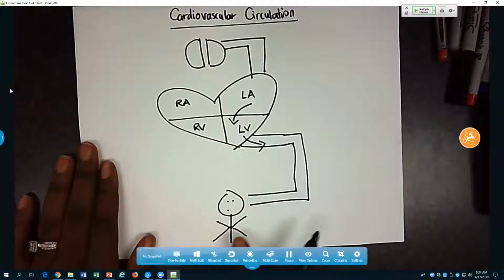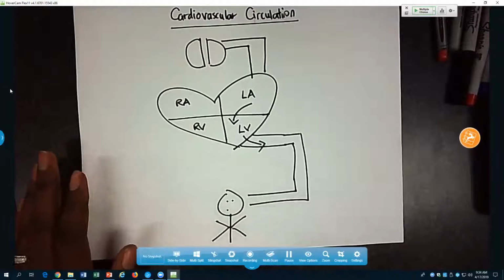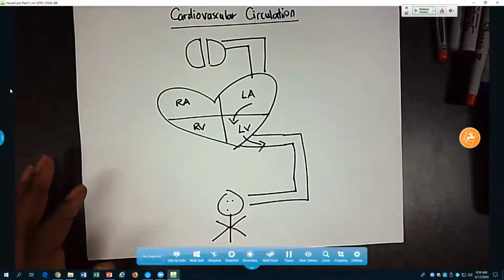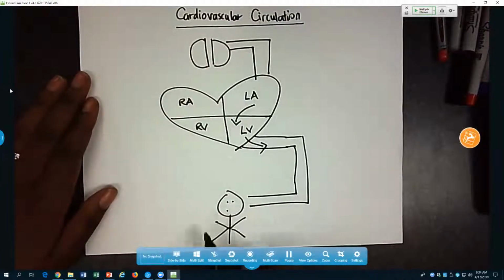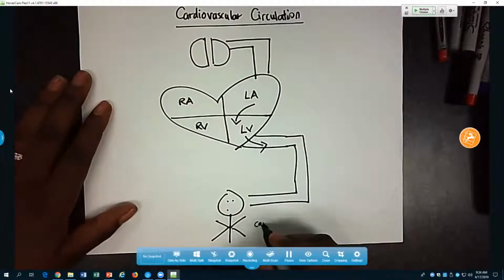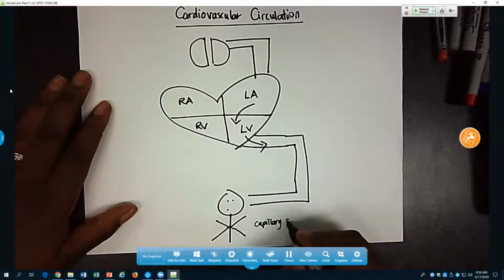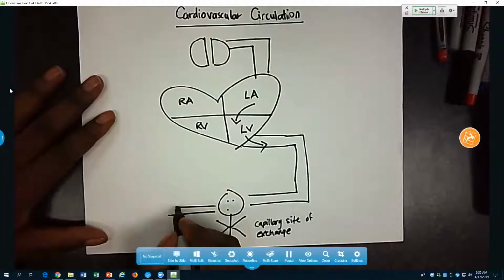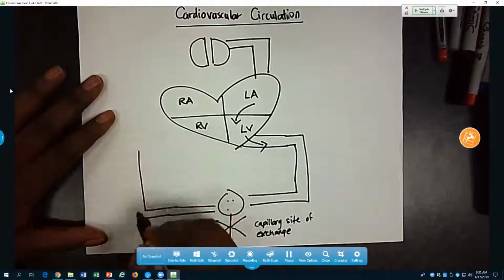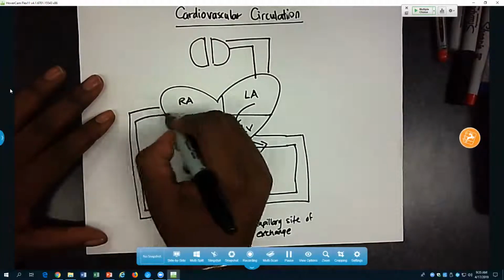Now this is going to be the area of that capillary exchange that we talked about. So we have our arteries that are leaving the left ventricle, they become arterioles, and they finally become capillaries at the site of exchange. So this is the capillary site of exchange. Now at this point, the blood is no longer oxygenated. It has transferred all of its oxygen and nutrients to the cellular tissues, and then it's going to return waste products back to the heart. It's going to go right back into the right atrium.